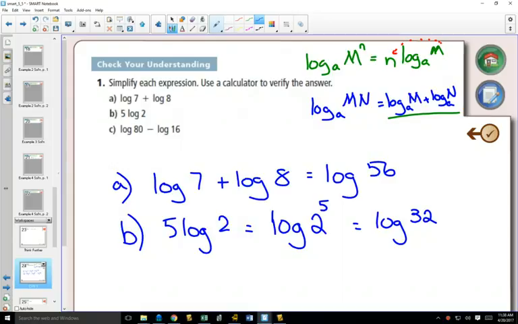So with logarithms, we call them simplified anytime we have the left-hand side of our formula sheet. And we call it expanded anytime we have it on the right-hand side of those formulas. Our last formula on our formula sheet says if you're dividing inside of your logarithm, that's the same as subtracting. So in the last one, we have log 80 minus log 16.